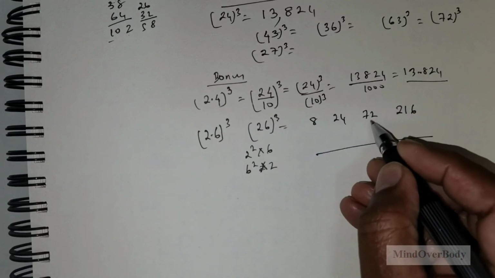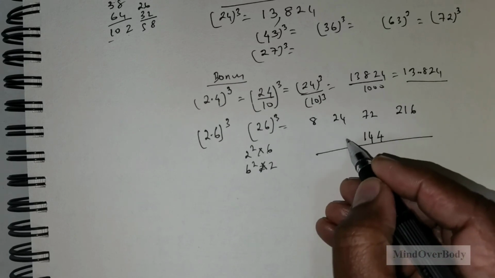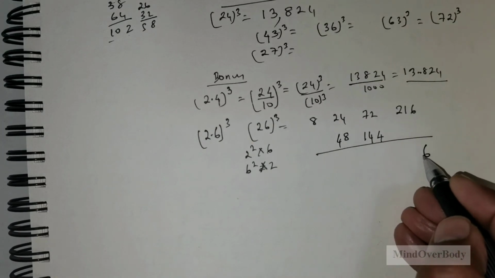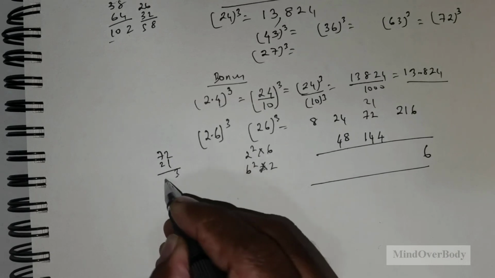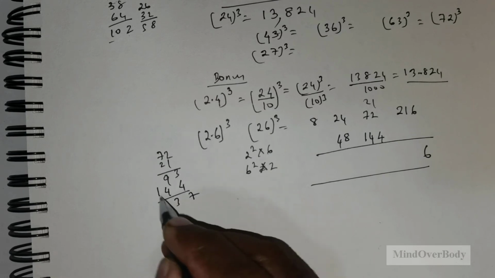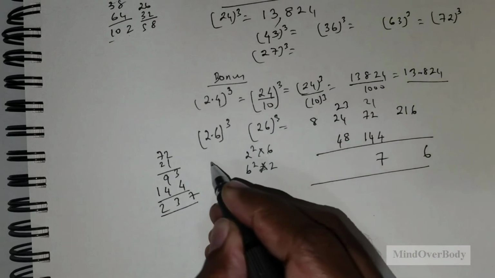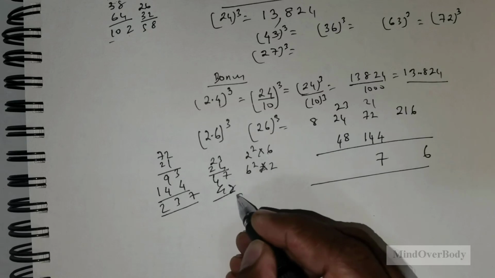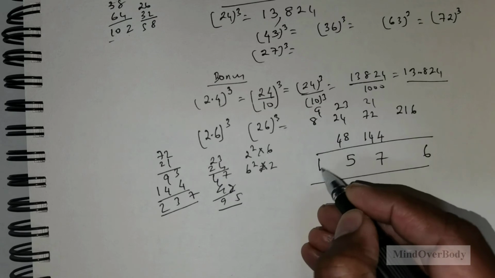Now draw a line, double this 72, that will be 144. Double this 24, that is going to be 48. Now bring the 6 down, carry the 21. So now it's going to be 72 and 21, that's going to be 93. That has to be added with 144. That will give you 237. So place the 7 here, carry 23. Now add 23 with 24, that will give you 47 and add it with 48, that's 95. Place the 5 there, carry the 9, 9 and 8 will give you 17.